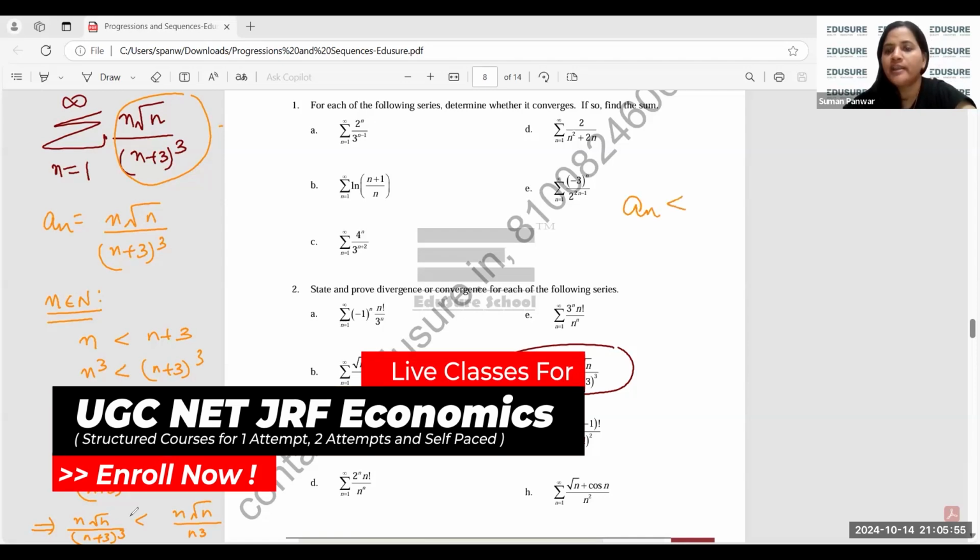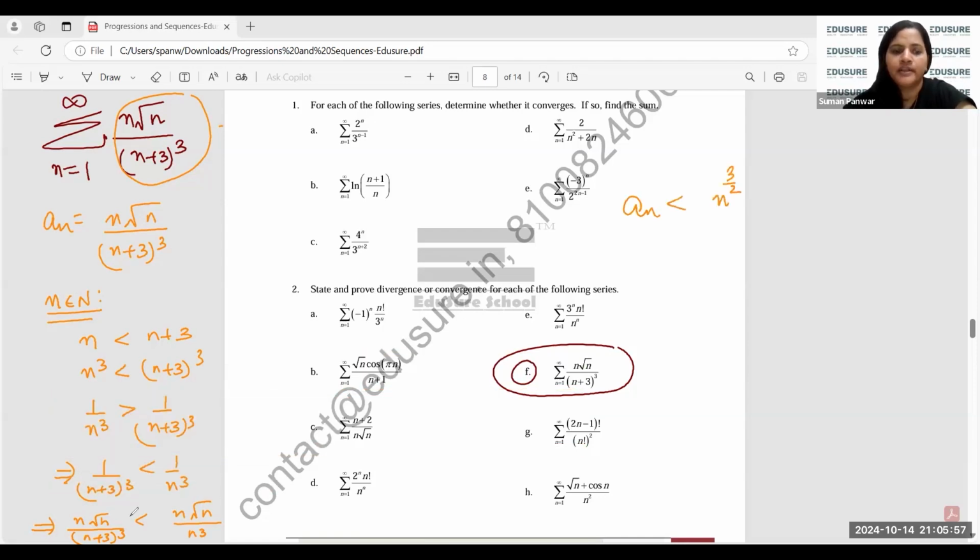What is n root n? N power 3 by 2 divided by n cube. So your an is less than 1 upon n power 3 by 2. Call it bn. Okay. So basically now I have found out a series with which I can compare this series. And I found a useful series because I know about this series. This is a P series.